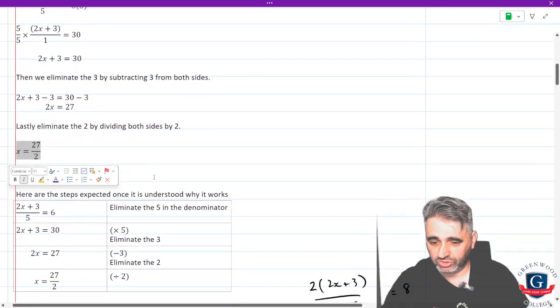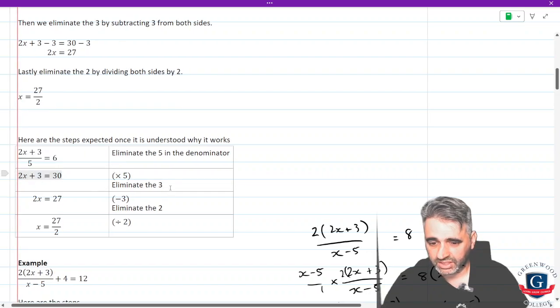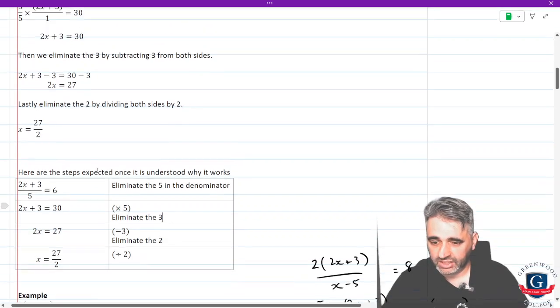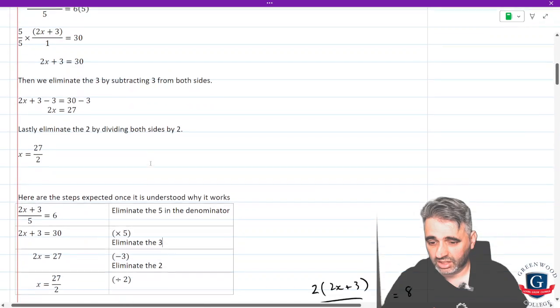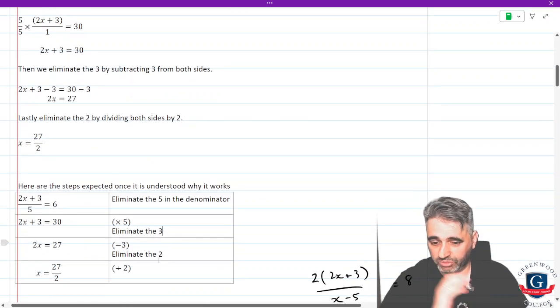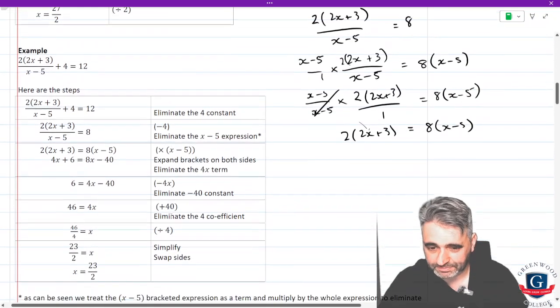Now if I take out all the words and just do it as algebraic operations: eliminate the 5 by multiplying both sides by 5, I get to this line of reasoning. Eliminate the 3 by subtracting 3 from both sides, I get to this line of reasoning. Eliminate the 2 by dividing both sides by 2, I get to this line of reasoning. So rather than doing all of this, which is quite complicated, I end up doing 3 operations, which are quite simple. And simplicity is what we're aiming for, both for the marker and for the doer.